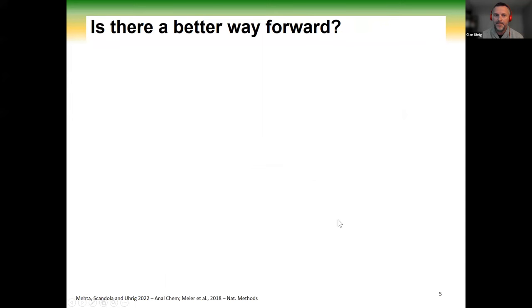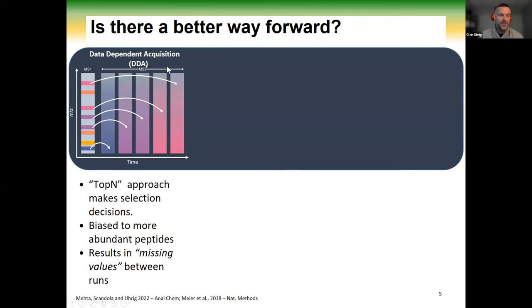So conventionally, and through all the data I just showed you, data-dependent acquisition or shotgun proteomics has been how that data was acquired. And what we know from employing data-dependent acquisition is that it uses a top-N approach, and not to get too down into the weeds about proteomics, it basically makes decisions about what peptides get sequenced. Ultimately, this leads to a bias towards more abundant proteins. Even with technical replicate injections, you can have bias, ultimately leading to missing values that create gaps in your data matrix for assessing biological questions.